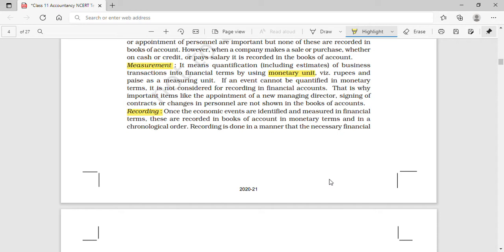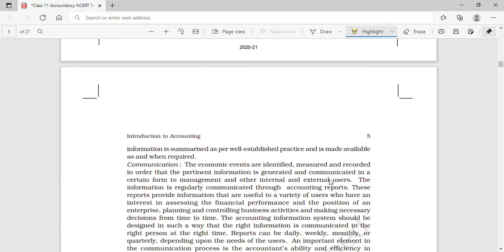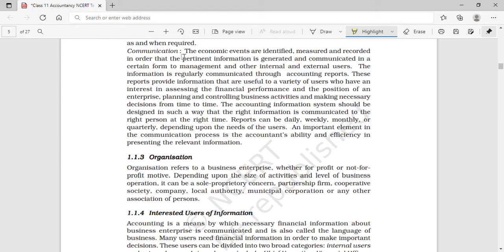You cannot mention in your books that on 5th January I got my machinery, so I paid at that time. No, you must have paid your cash on 1st January, so your cash was already out on 1st January. That transaction has to be recorded on the day you gave your cash out, not when you received your machinery. Your next entry would be that you have received the machinery. The recording is in a manner that is necessary for the financial information to be summarized, and made available as and when required. And lastly, and the most important, is what?